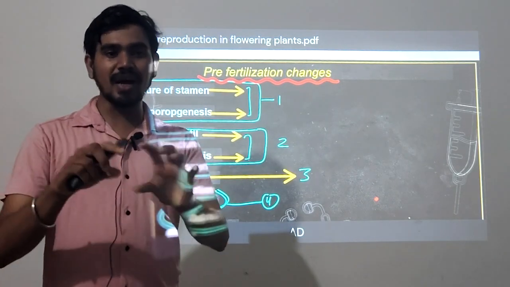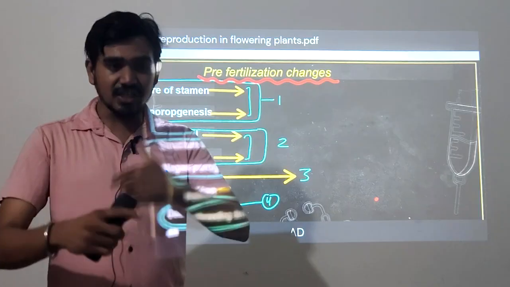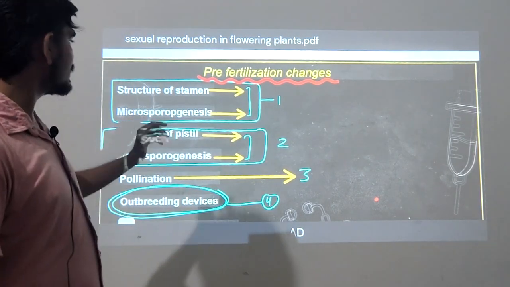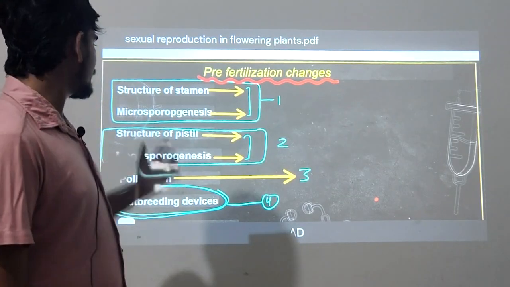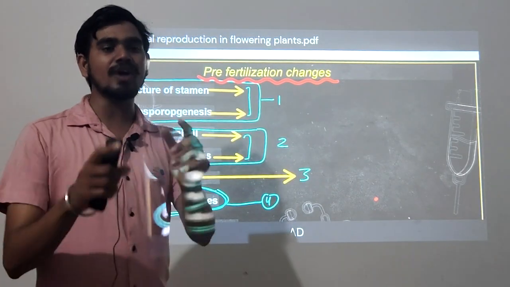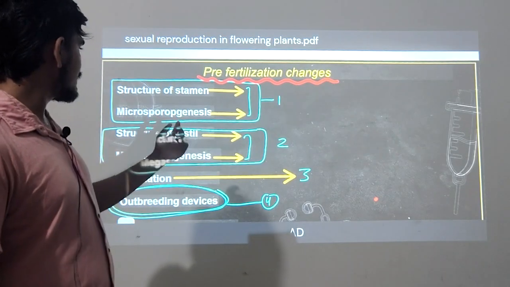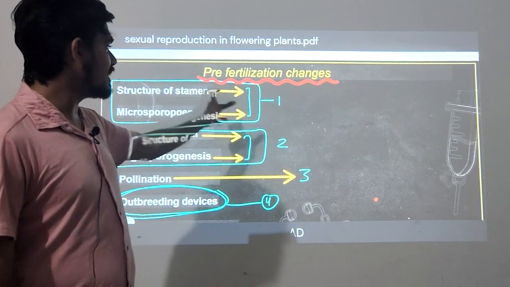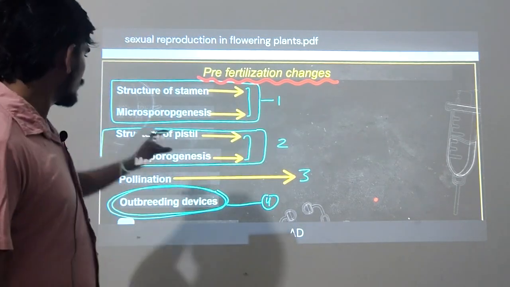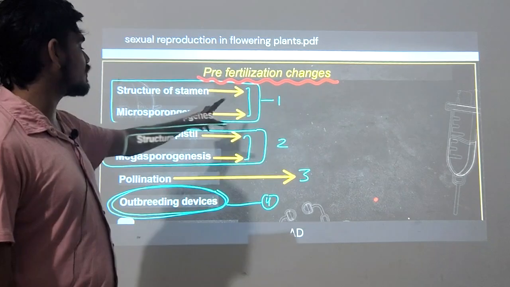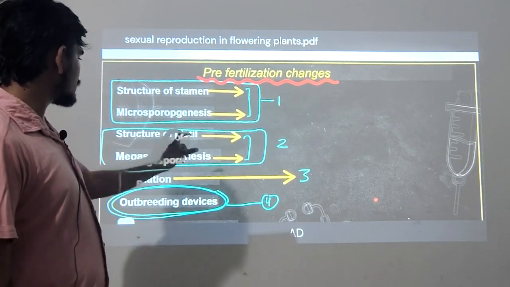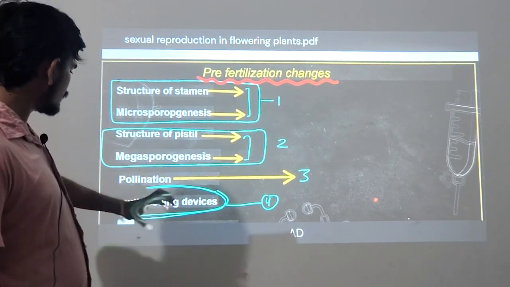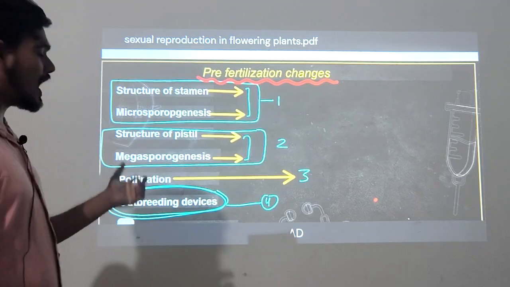Before fertilization, what are the changes that take place in the flower, in its morphology and physiology? So let us study one by one. The first one is the structure of stamen and microsporogenesis. The stamen is part of the androecium, because the androecium is the whole part, and the stamen is the male part of the flower. So we will understand microsporogenesis and the structure of stamen, that is the male part, then the structure of pistil and megasporogenesis, that is the female part, and the third one is the other part like pollination and outbreeding devices.